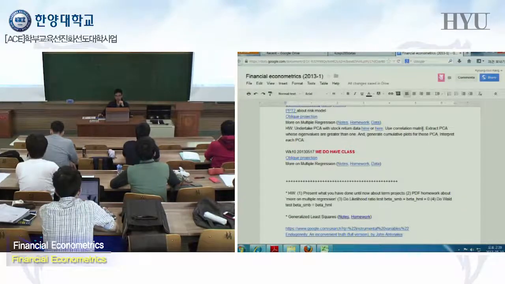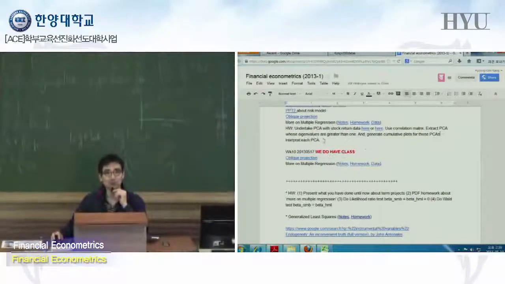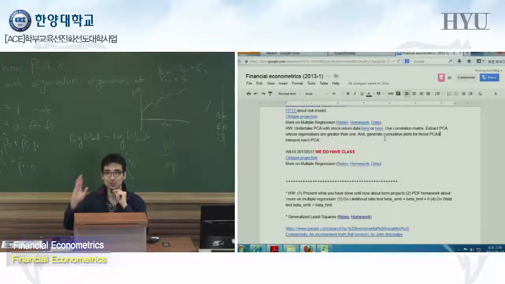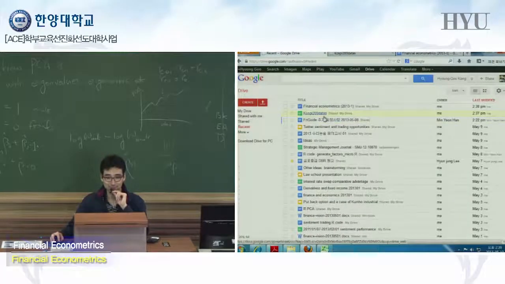I want you to use the correlation matrix and extract principal components whose eigenvalues are greater than 1 and generate a cumulative plot for those PCAs. And then interpret each PCA. So for each PCA, you have to analyze factor loadings or eigenvectors. And then please do your best to say what each PCA means. So you can interpret PCA like I did.